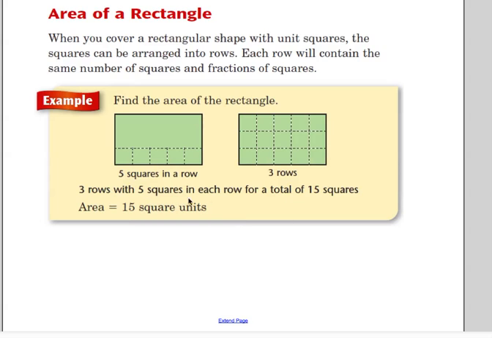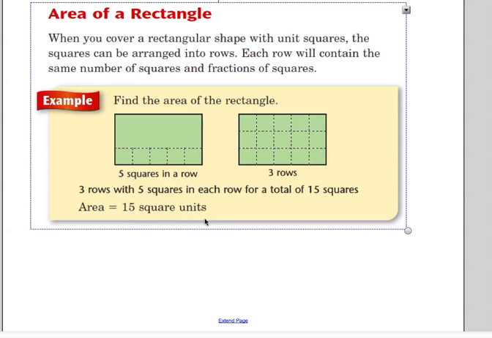3 rows with 5 squares in each row has a total of 15 squares. So our area is 15 square units. We're saying units this time because it didn't tell us if it was centimeters or inches or feet. So if it doesn't tell us what the unit is, we just say units, square units, or units squared.